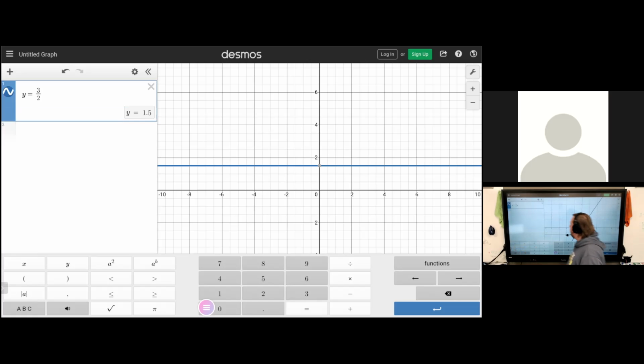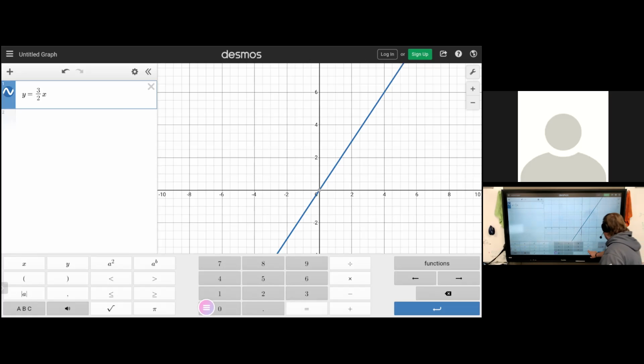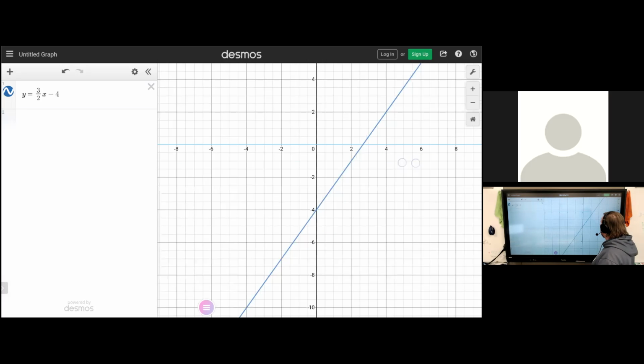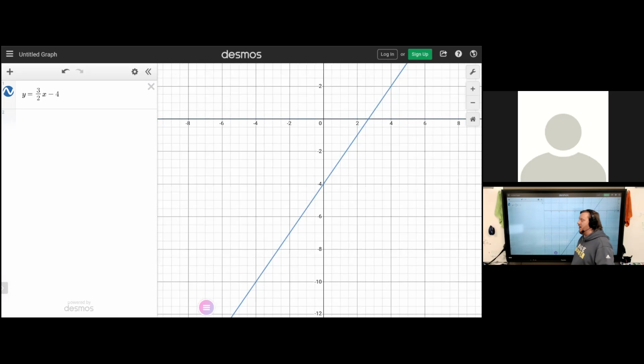3/2 x minus 4. Ooh, this is interesting. It looks like it's going off of the page. So let's go ahead and take a look at this real quick. You can see Desmos is nice because I can move this anywhere I would like to.